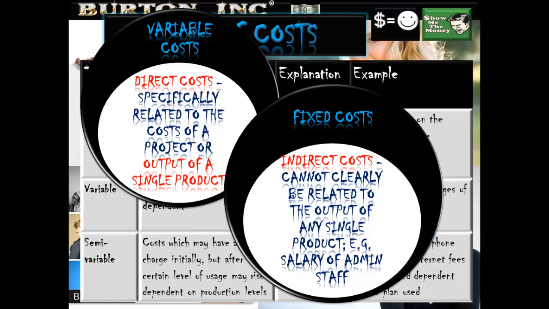So variable costs and direct costs are the same type of costs. These are costs that change with the level of production, how much the firm is producing. Fixed costs and indirect costs do not change.